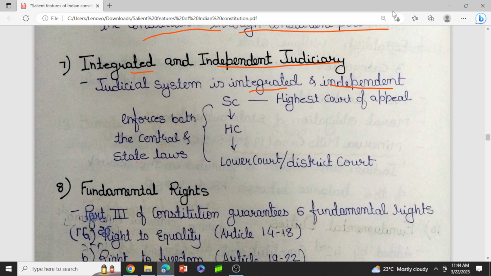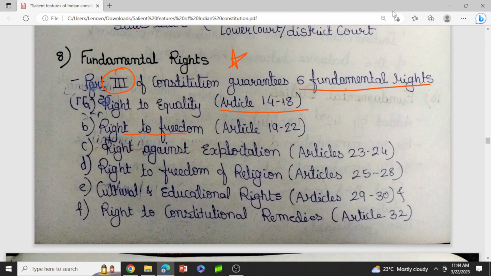Fundamental rights are a basic and very important part of our constitution. Part 3 of the constitution guarantees six fundamental rights. We are going to do this in great detail in coming classes. Right to equality, Articles 14 to 18; right to freedom, Articles 19 to 22; right against exploitation, 23 and 24; religion, Articles 25 to 28; cultural and educational rights, 29 and 30; and constitutional remedies, Article 32, that is the writs. We are going to study them in detail, so I'm not going to explain them right now.